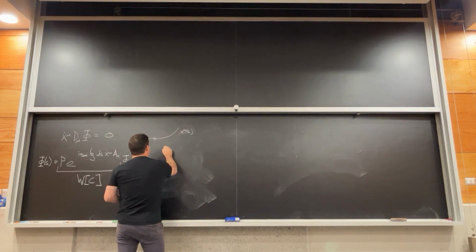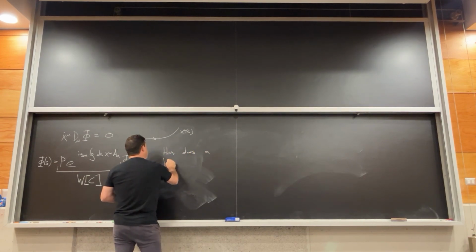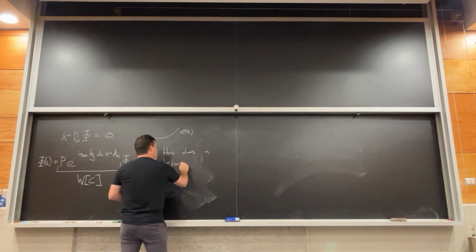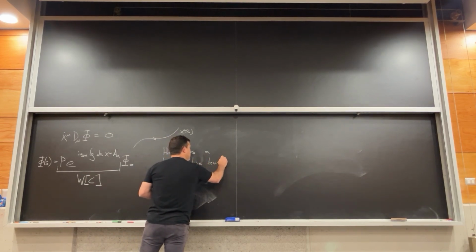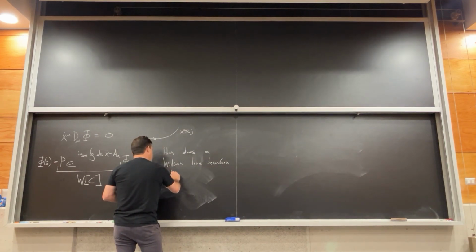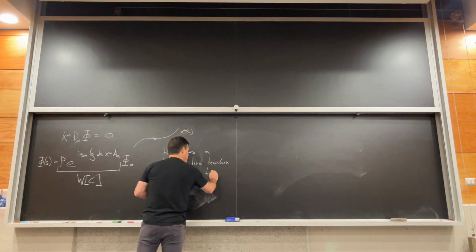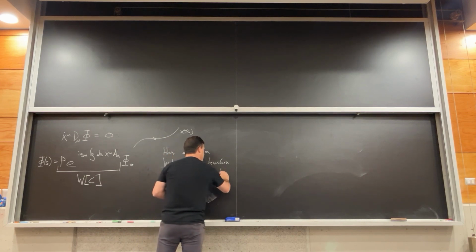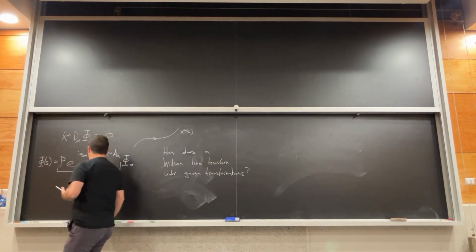So how does a Wilson line transform under gauge transformations? So you can do this in different ways.